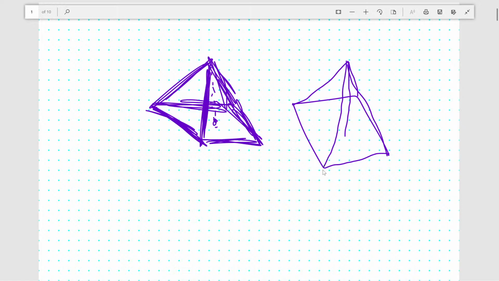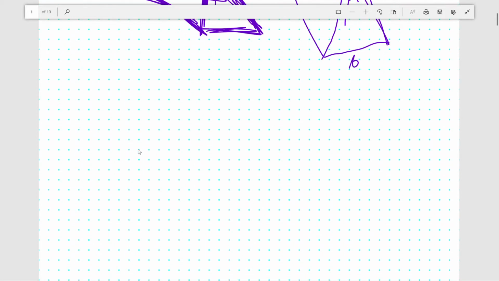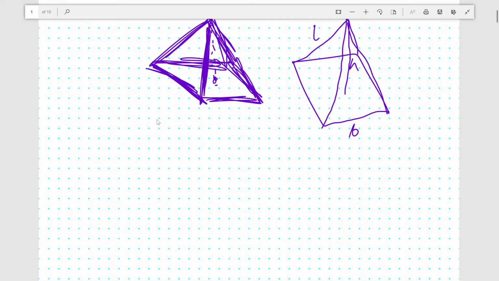Right, and basically in this pyramid they may give you values such as the length here, the height here, the width of the base, and so on and so forth. Then basically there are just a few common right angle triangles that you need to know to help yourself problem solve in this kind of pyramid.